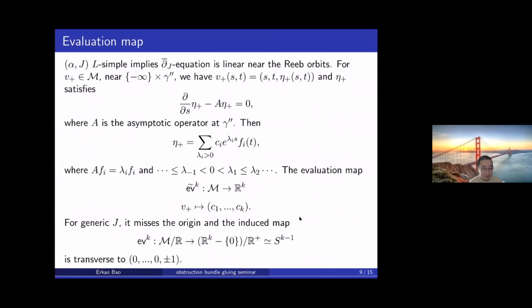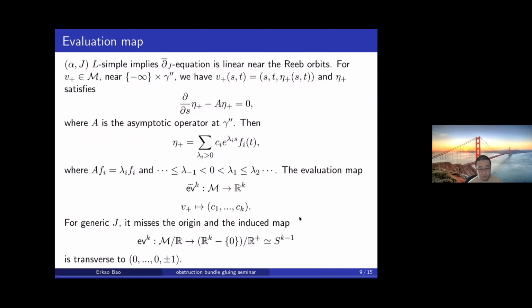So let's say alpha j is L simple. So alpha j L simple implies that the d-bar equation is linear near the Reeb orbits. That means, let's say for V plus inside the moduli space, near the negative end, where it converges to gamma double prime, we can write the V plus into V plus (s,t) equals (s,t) and eta plus (s,t), where s is the R direction, and t is the Reeb direction.